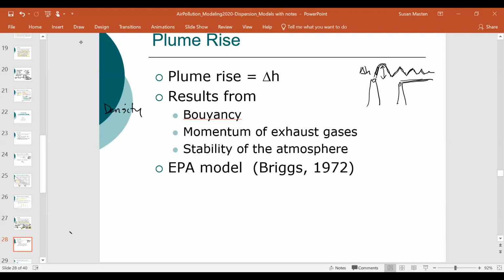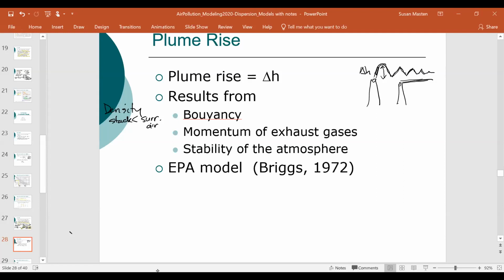Your plume, the temperature of those gases as it leaves the stack, is typically much greater than that of the surrounding air. So the density of your stack gas is less than the surrounding air. So it's more buoyant, so it wants to rise. It can also have a lower molecular weight. So again, it's typically lower molecular weight, typically less dense, so it's more buoyant.